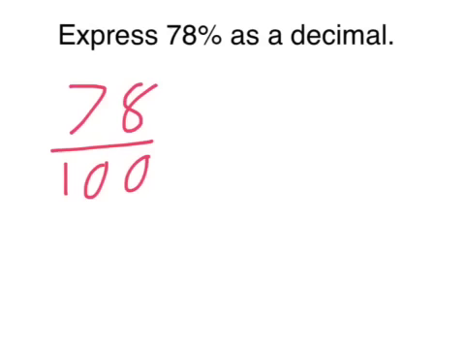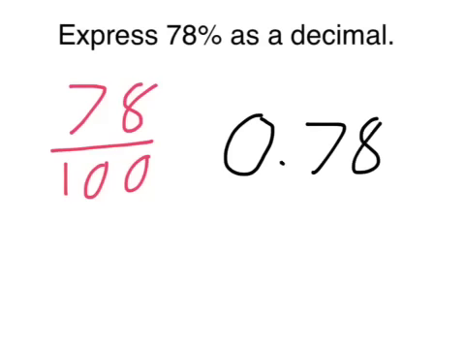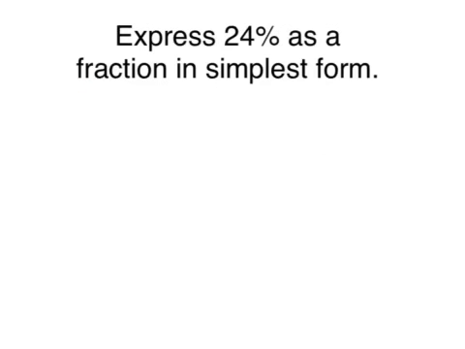Now expressing that as a decimal. Well, this is 78 hundredths. 78 hundredths means we have 78 in our hundredths place, right? Ones place, tenths place, hundredths place. 78 hundredths. The last sort of problem I want to consider today is one like this.